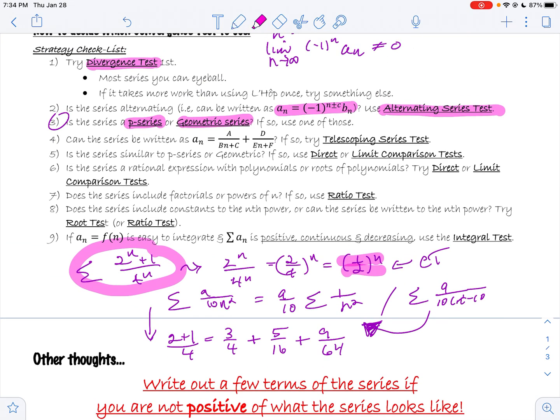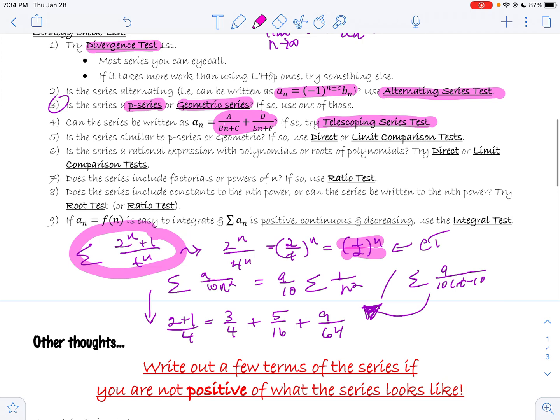Let's move on. Don't forget the telescoping series. If you can rewrite it by separating it into 2 fractions, 2 linear terms, then it's really helpful to use the telescoping series. And then number 5, if the series is similar to the p-series or geometric, that's when you use the direct or limit comparison test. That kind of goes with 3.